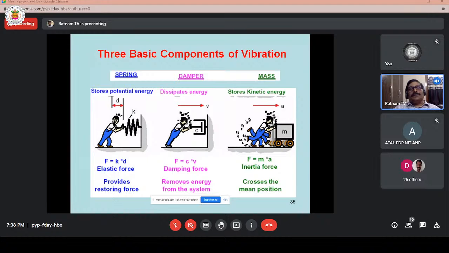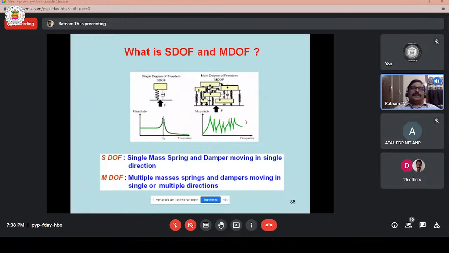The basic components of vibration are spring, damper, and mass: a spring-damper-mass system. This is a single degree of freedom system, and there are also multi degree of freedom systems. A single degree of freedom system will have a single natural frequency. Many machines are multi degree of freedom systems and will have n number of natural frequencies. The ideal simple case may be a single degree of freedom system, a simple mass-spring-damper system moving in a single direction. All machineries will have multi degrees of freedom.